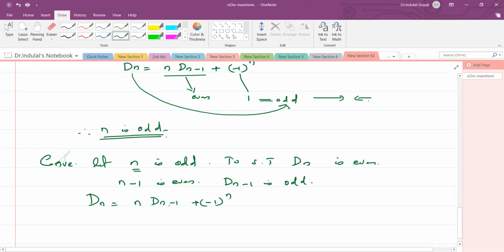So what are the conditions? Dn minus 1 is odd. n is odd. So this product is odd. n is odd, so this is minus 1. Odd minus 1 is even. Therefore, Dn is even.